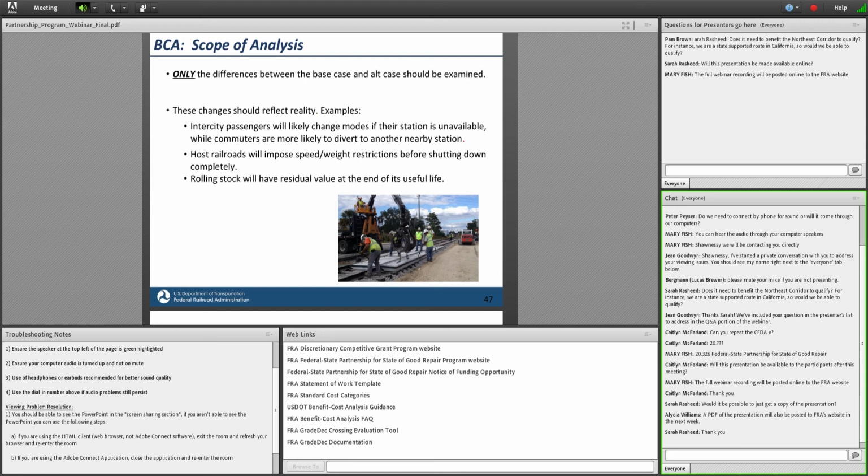That is not to say, however, that future growth in your ridership cannot be taken into account. So if this project is undertaken to meet your future ridership demands, that's okay. You should just document those assumptions within your benefit cost analysis.